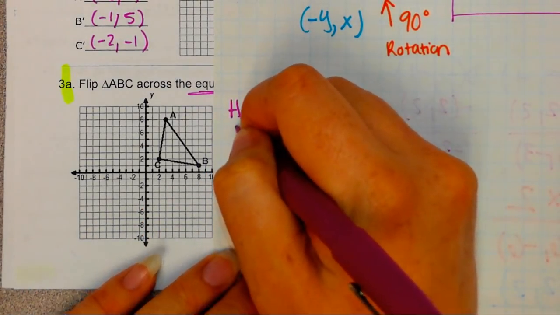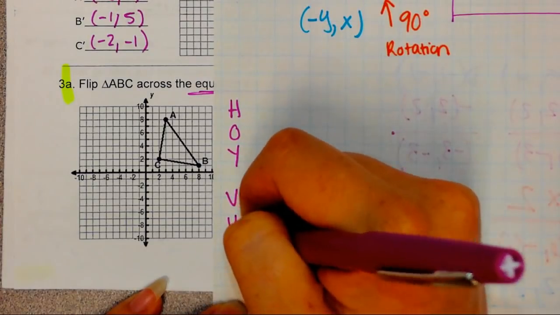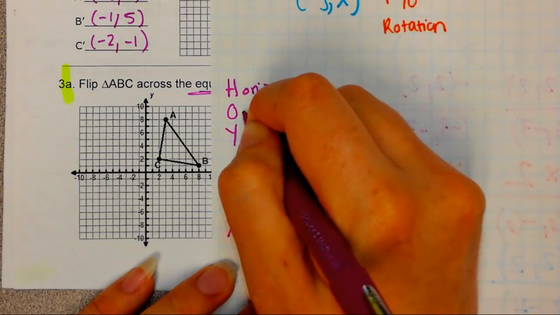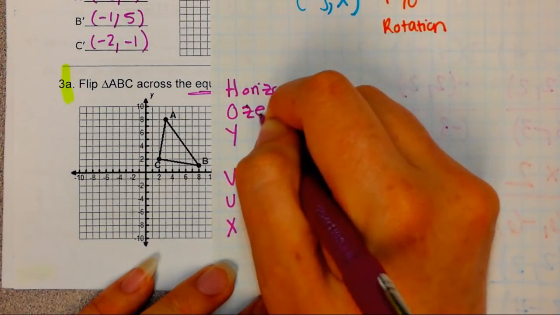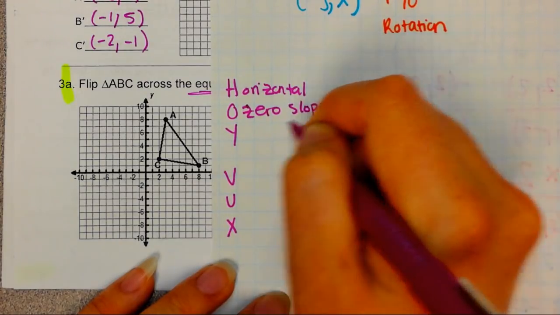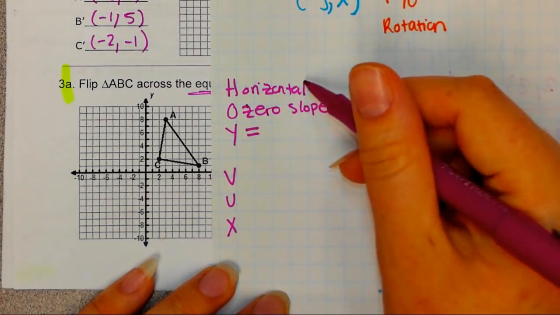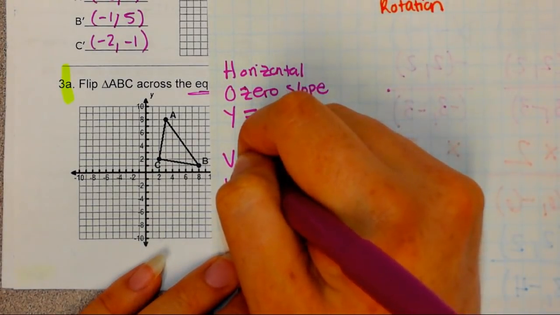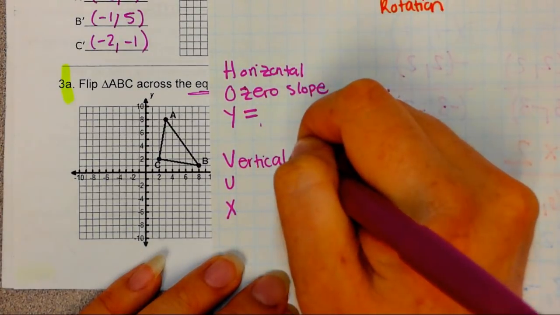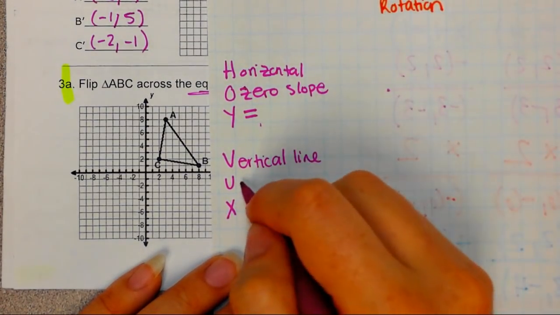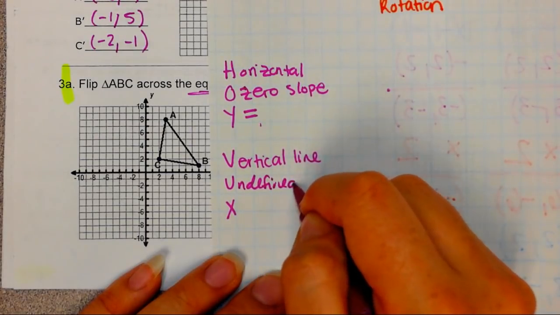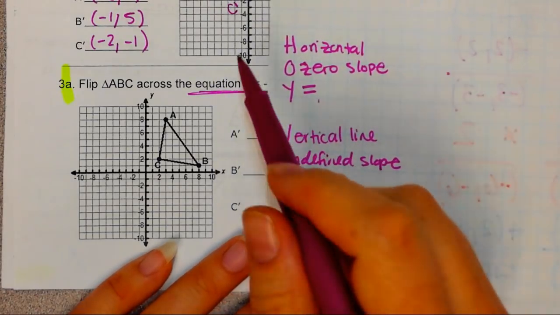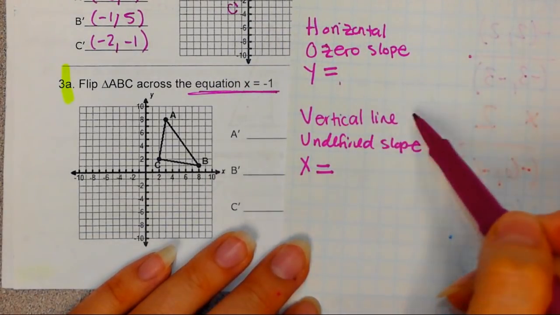All right, so to remember whether x equals is a horizontal or vertical line, some students use this, HOVY, where H stands for horizontal, the O stands for 0 slope, and y equals. So if it's a horizontal line, it's going to be a y equals equation and have a 0 slope. V stands for a vertical line, an undefined slope, and an x equals equation. So that means this line here is going to be a vertical line.